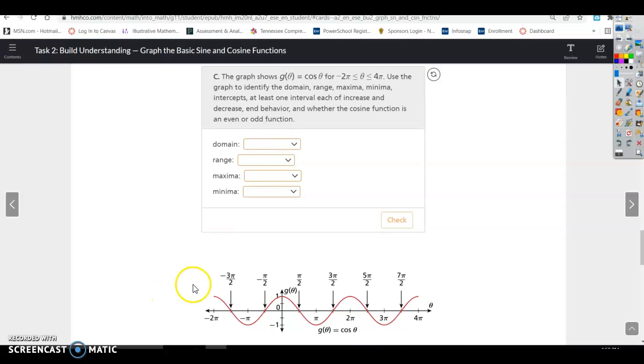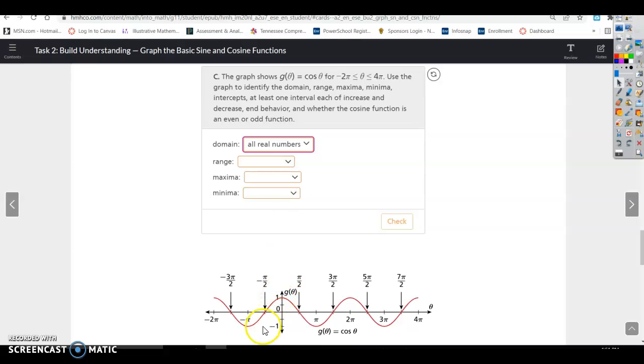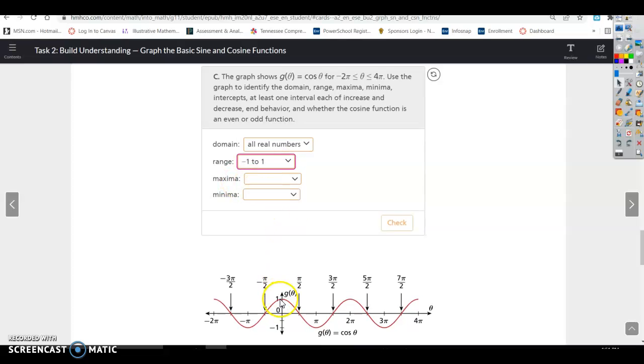All right, so again, we can see that it continues in both directions, left and right, forever. So this would be your horizontal is your domain, your x-axis. So we're going to say all real numbers. Our range, again, is from our highest to our lowest point, and that would be -1 to 1. Our maximum value here hits at 1.